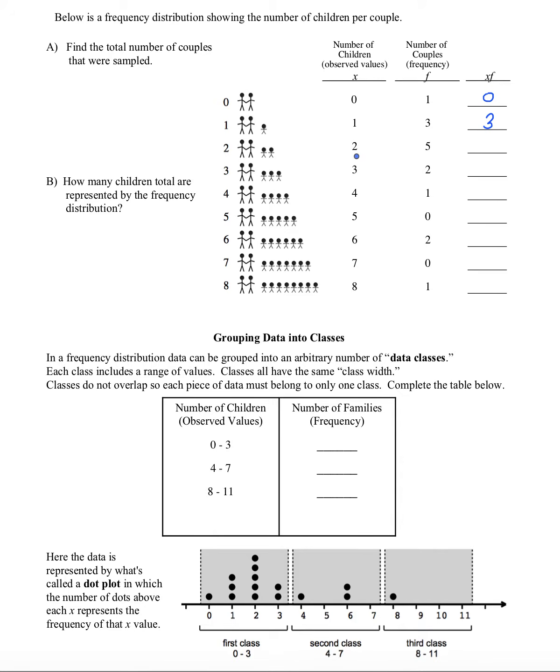These couples had 2 children. There are 5 couples in that situation, so 2 times 5 makes 10 children in all. And then we'll keep multiplying. Now let's find the sum of the frequencies, and also let's find the sum of XF.